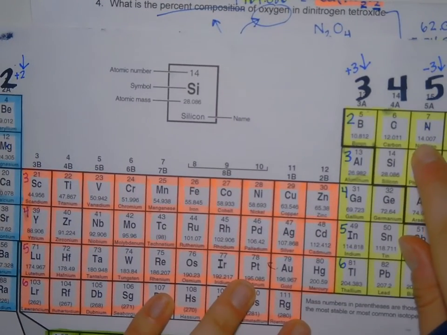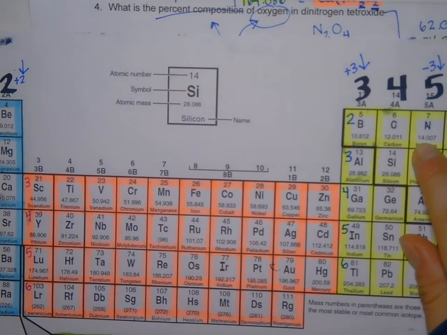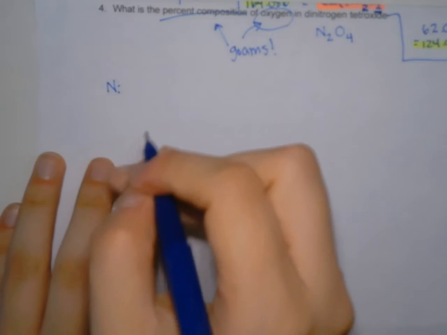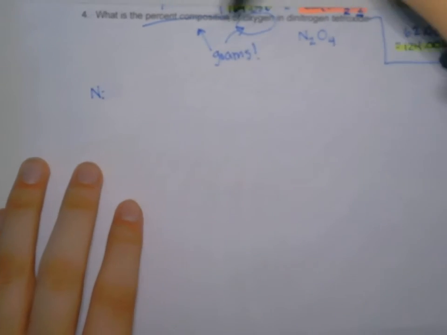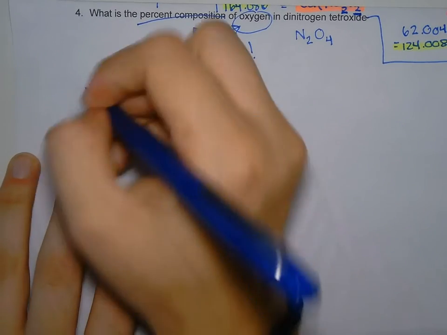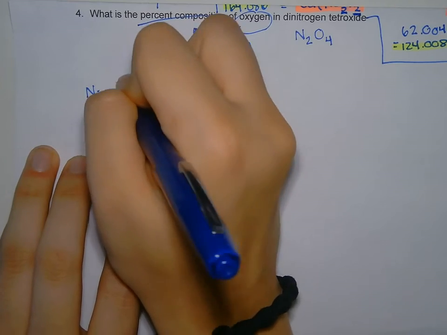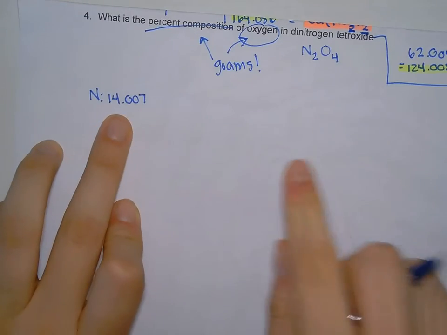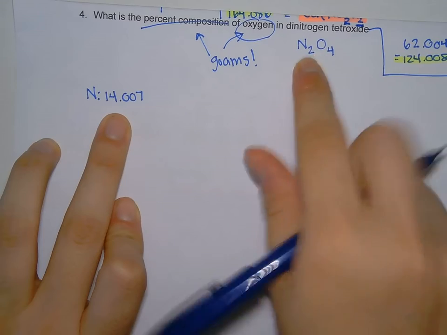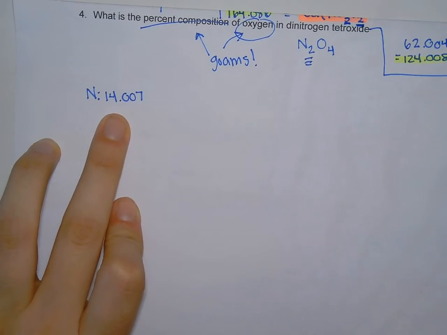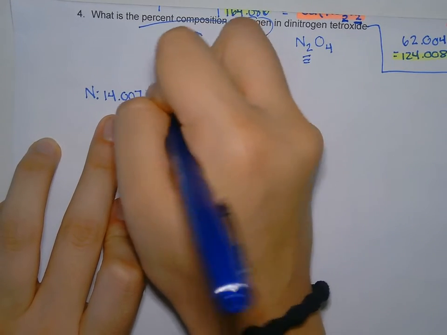I know that nitrogen is 14.007, but there are 2 atoms of nitrogen because I have this 2. So I have to multiply this by 2.